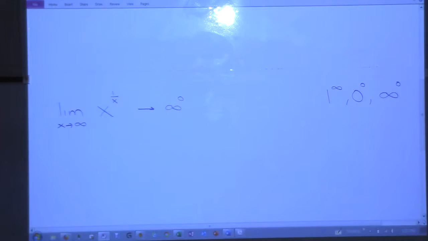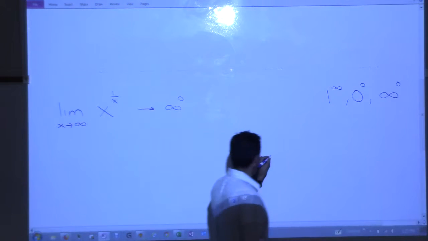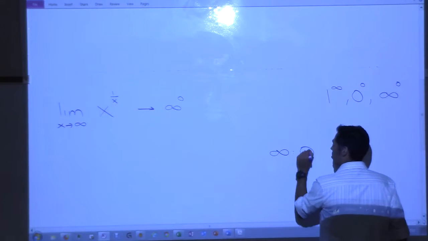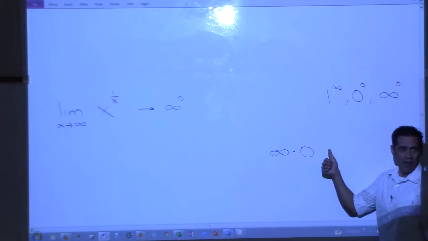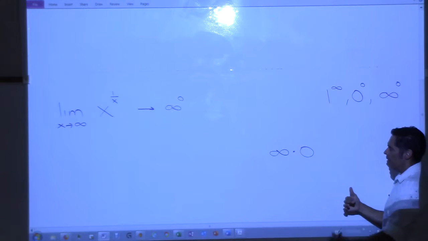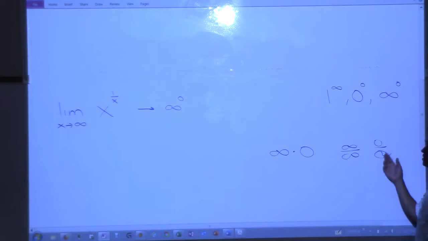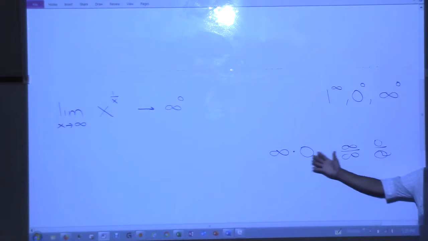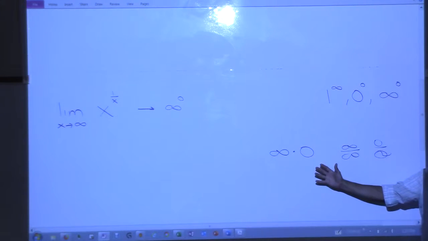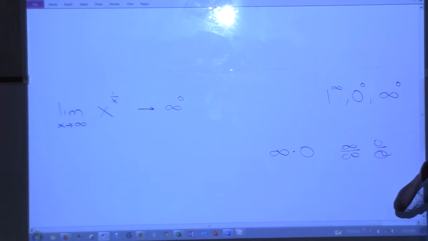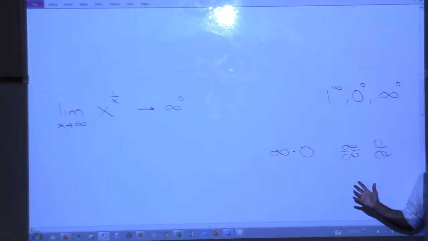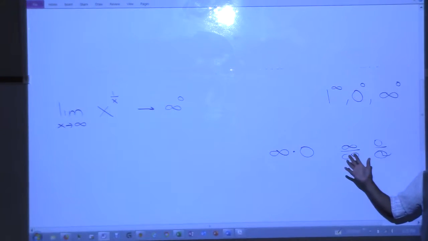So how do we do this? I mean, if this were infinity times 0, we'd be in business, right? Because we just drop one down. If it was infinity over infinity, or 0 over 0, we just go straight to L'Hopital. These are the only three we know how to handle right now. Agreed?